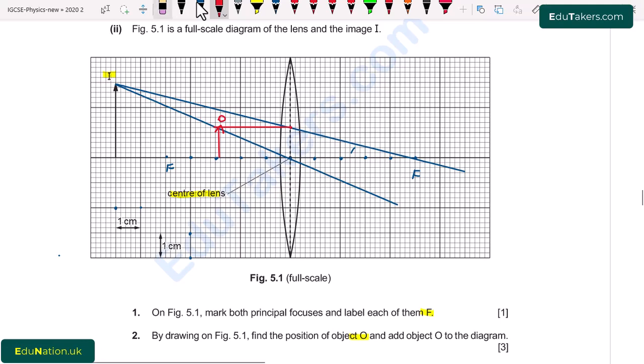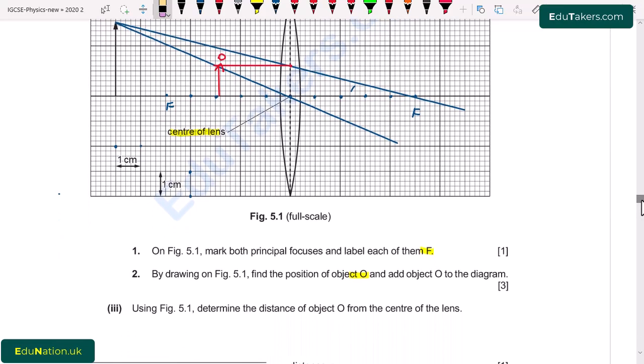In the next part, part 3. Using figure 5.1, determine the distance of the object O from the center of lens. Here we have to determine the distance of this object O from the center of lens. So this is the object O and this is the center. So I have to calculate this distance.